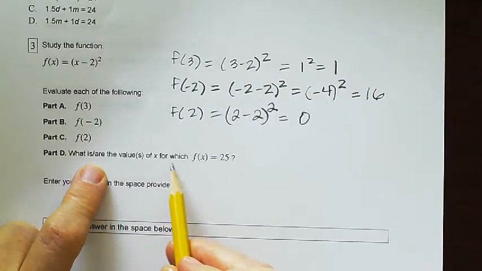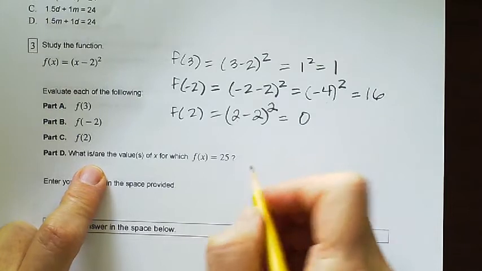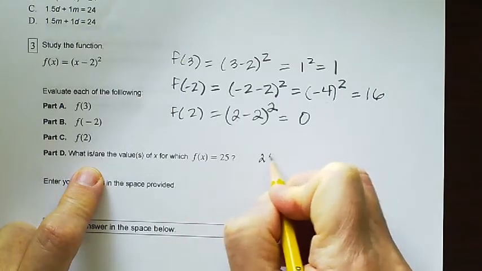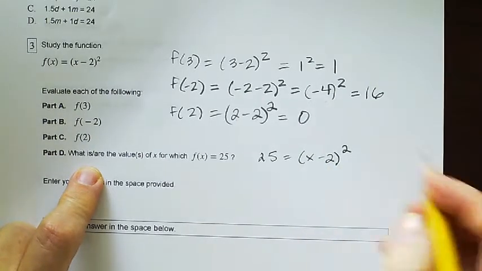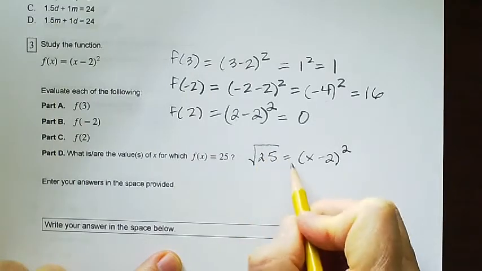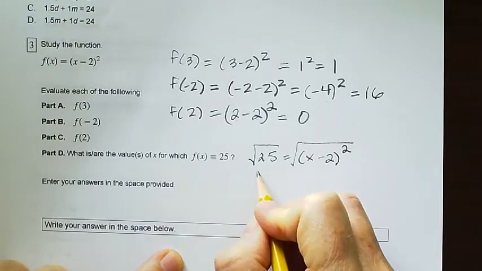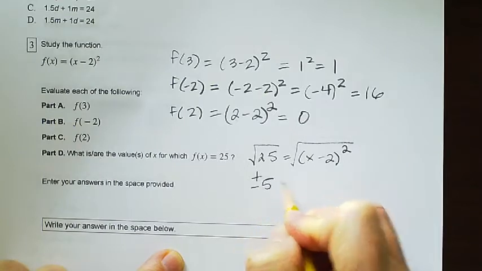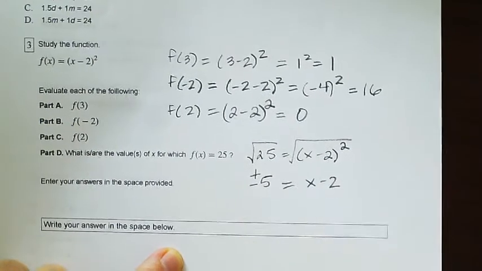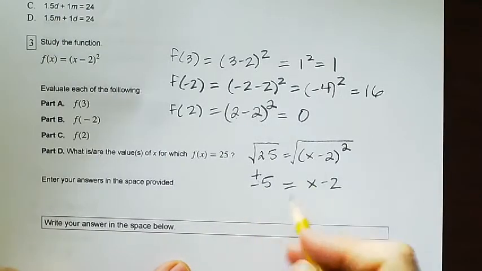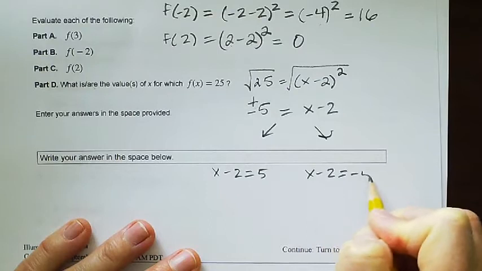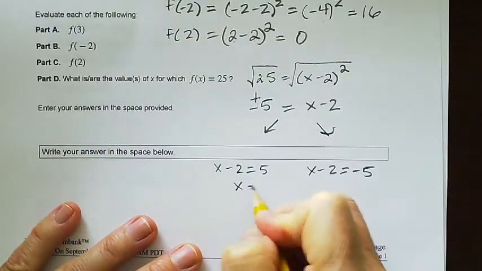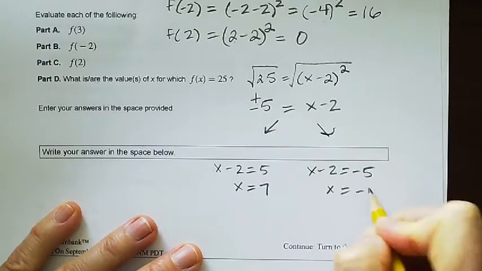What are the values of x for which f of x equals 25? So we're going to say 25 equals (x minus 2) squared and solve for x. And most people did this part right. You took the square root, but the square root of 25 is not just 5. It could be -5. So you have 2 answers here. x minus 2 equals 5 or x minus 2 equals -5. So that's going to give me these 2 solutions. So x equals 7, x equals -3.